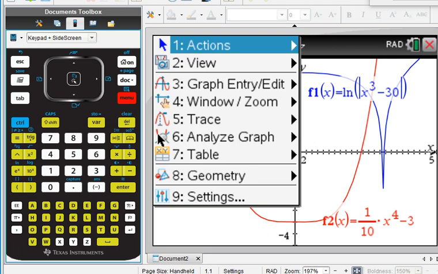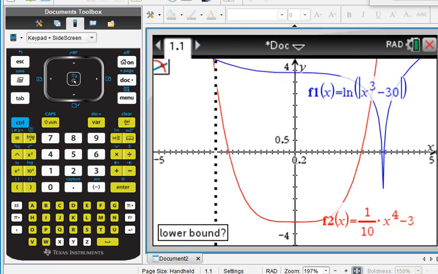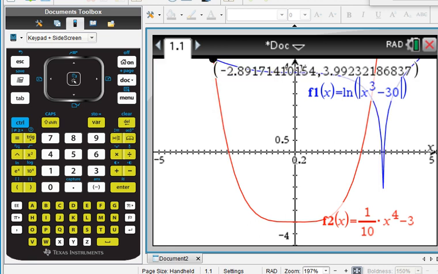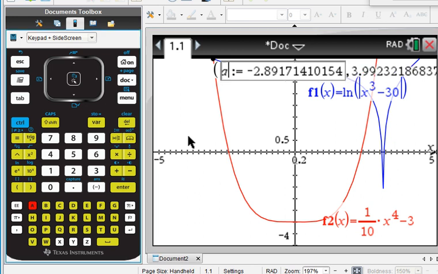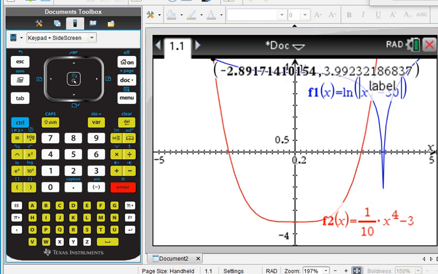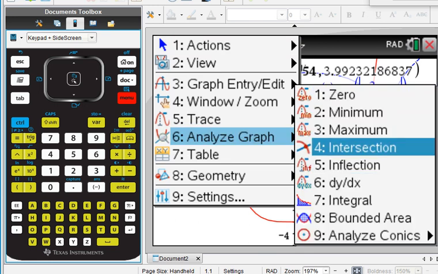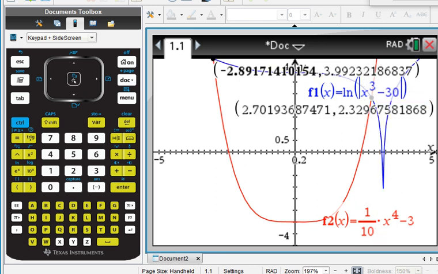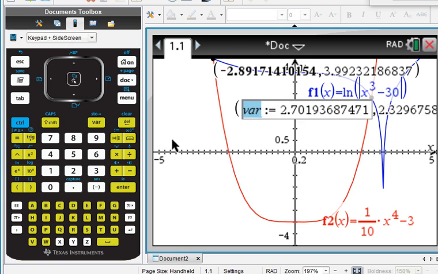So Inspire, you go menu, analyze graph, intersection, lower bound. Let's find this one, just make the vertical line here to the left of the point of intersection, upper bound to the right of it. And then it gives it to you, highlight the x coordinate, which is what we want, hit the var button, and then number 1 store, and then type in A, enter, and now it's in bold, that's A. And let's find the other one, the same process, menu, analyze graph, intersection, lower bound, click a little bit to the left of it, upper bound a little to the right of it. There it is, highlight it, var, store variable, and then type in B and enter.